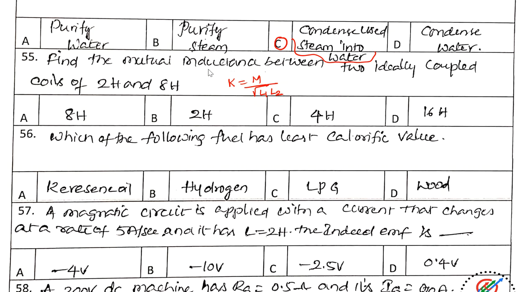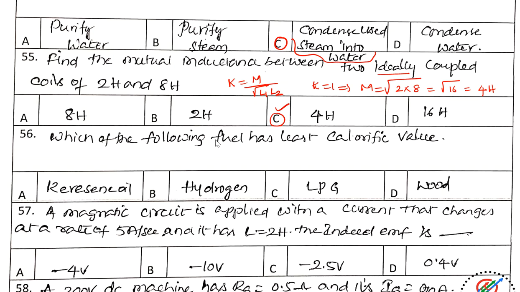Now the question is, find the mutual inductance between two ideally coupled coils. Ideally means the K value is going to be 1, so M is equal to the square root of L1 L2. L1 is 2 Henry and L2 is 8. So the square root of 16, simply the answer is 4. It has units of Henry, so the answer is 4 Henry. 8 Henry, 2 Henry and 16 Henry are the other options.